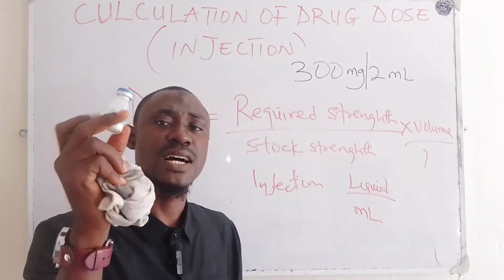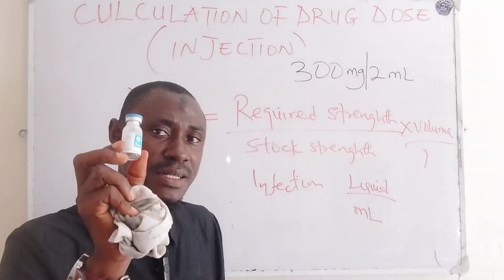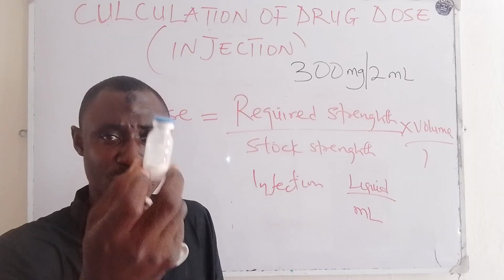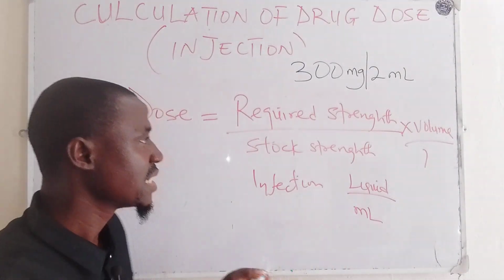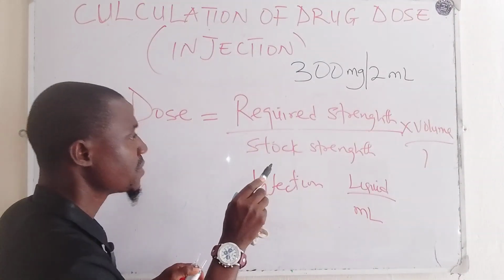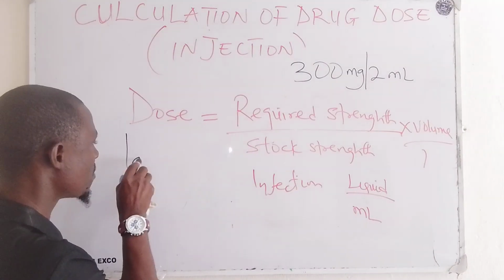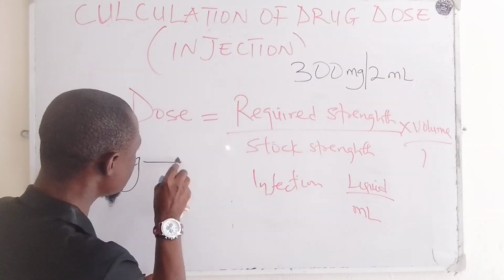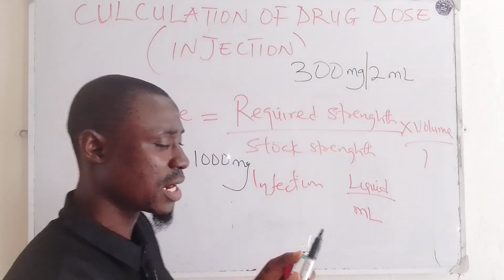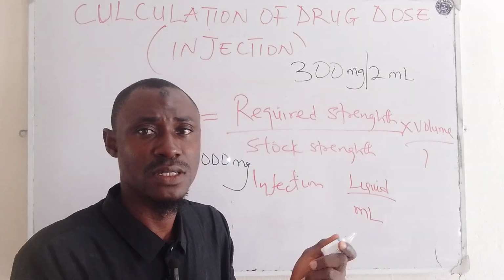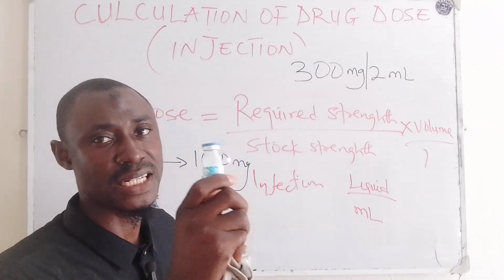Now, if this is ceftriaxone that comes in a vial that I need to reconstitute, the stock strength will automatically be the weight of the drug, which is 1 gram. But remember, we said there is a relationship between gram and milligram, where 1 gram of a drug is the same thing as 1000 milligrams. So I can also say that this same 1 gram is the same thing as 1000 milligrams. So my stock strength is now 1000 milligram or 1 gram.